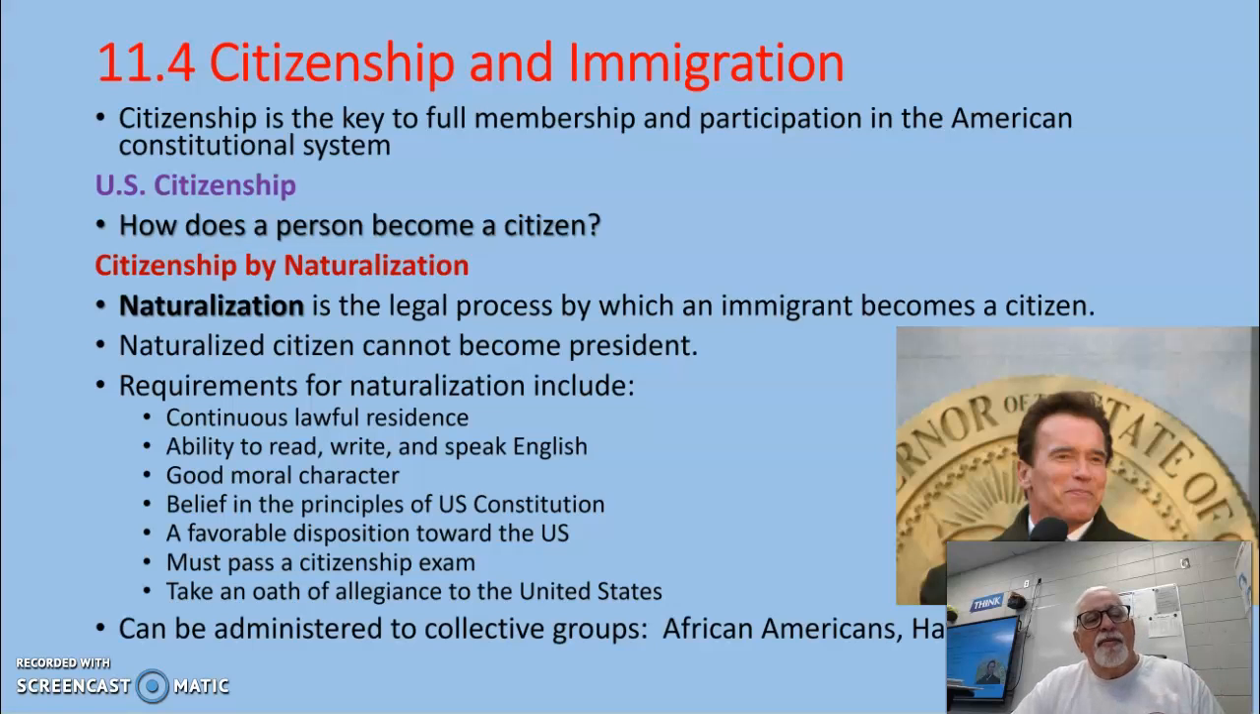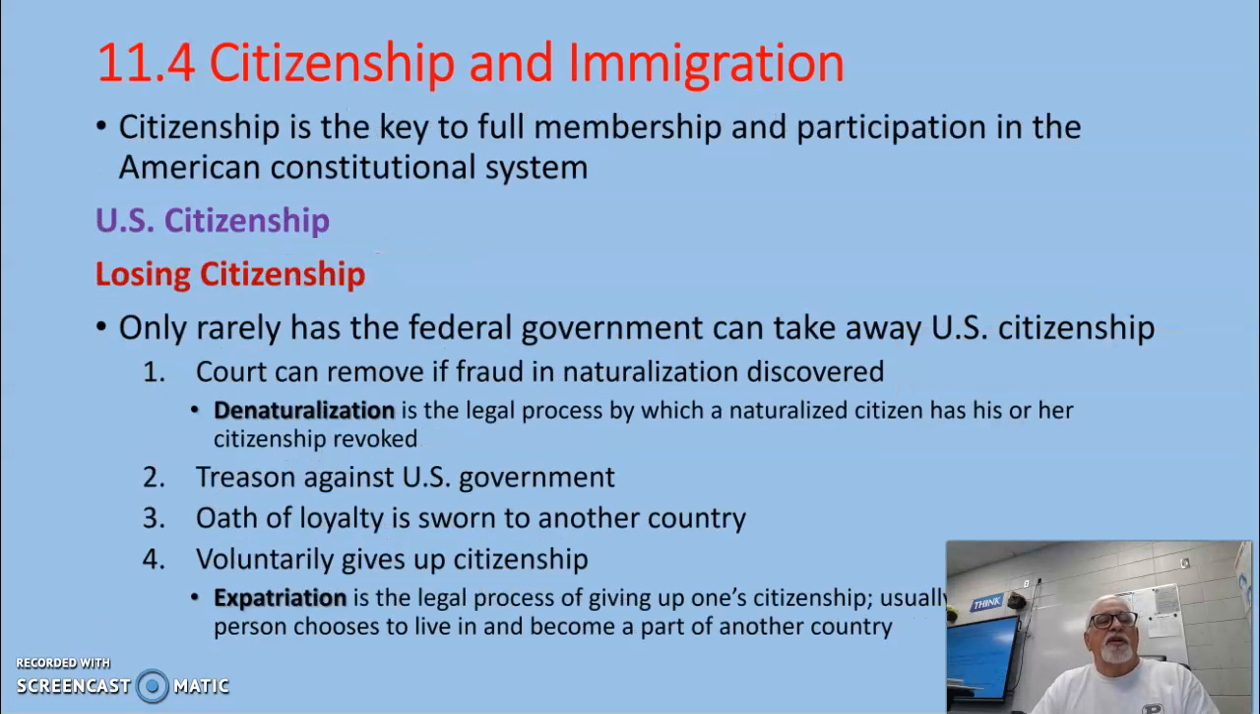When Hawaii became a state, or a territory and then a state, citizenship was given to them. Some of you may or may not know that Puerto Ricans have U.S. citizenship. They are citizens of the U.S. because Puerto Rico is a territory of the United States. And it is possible, rare, but possible to lose citizenship.